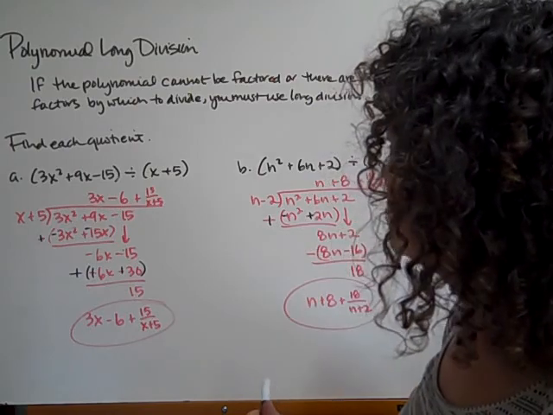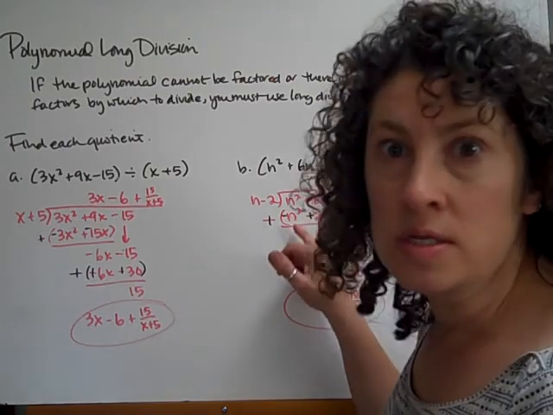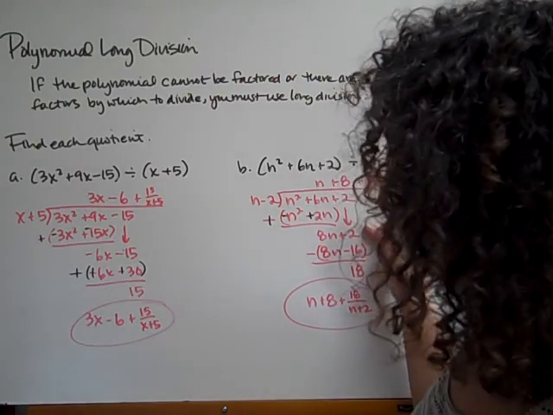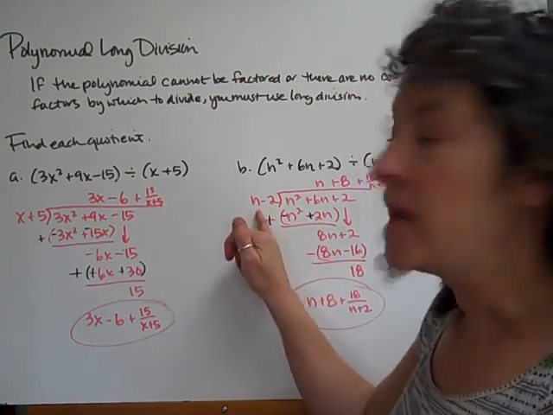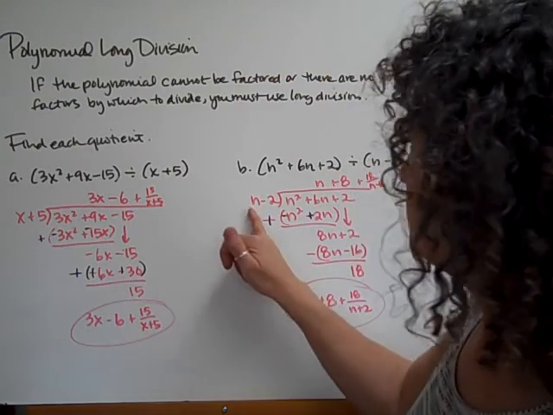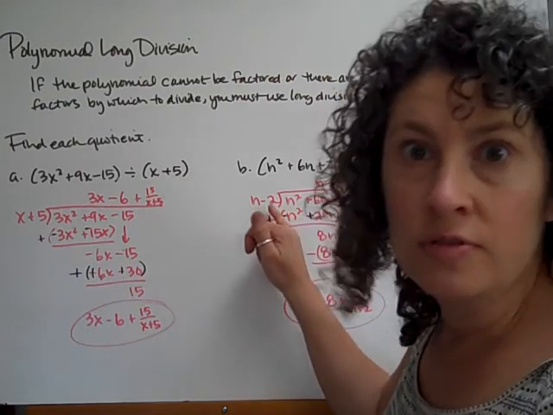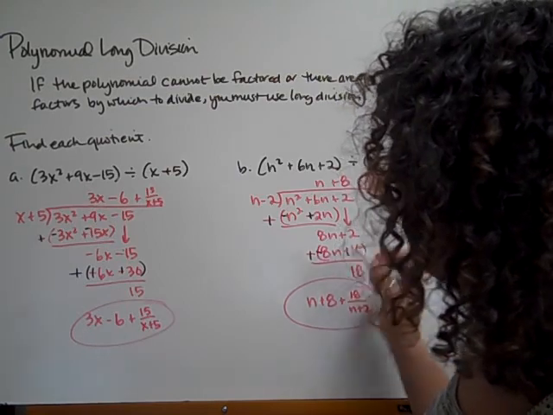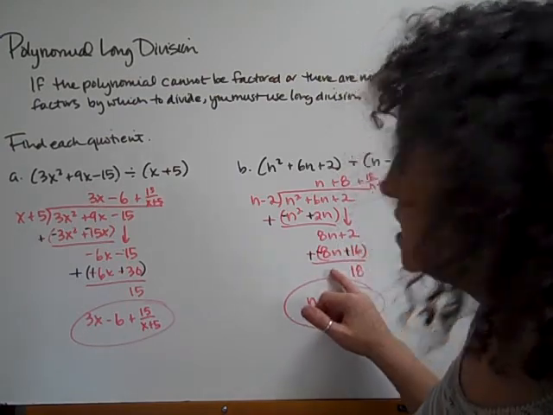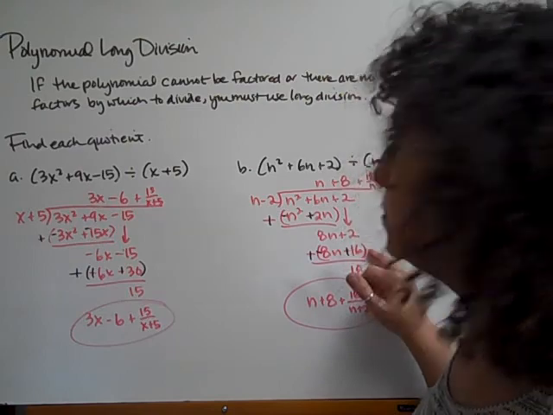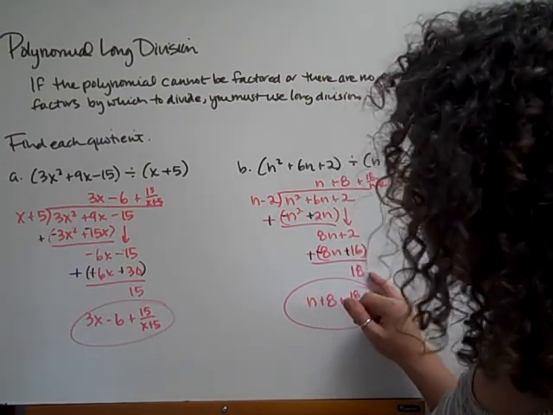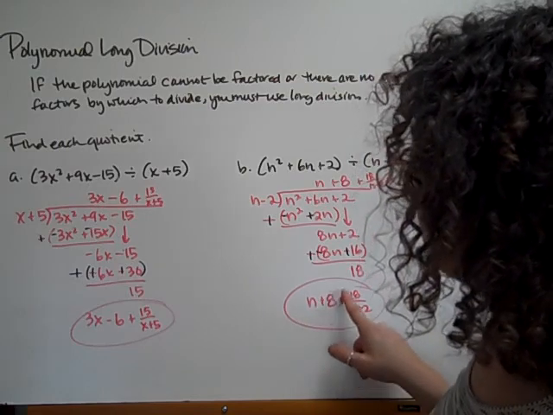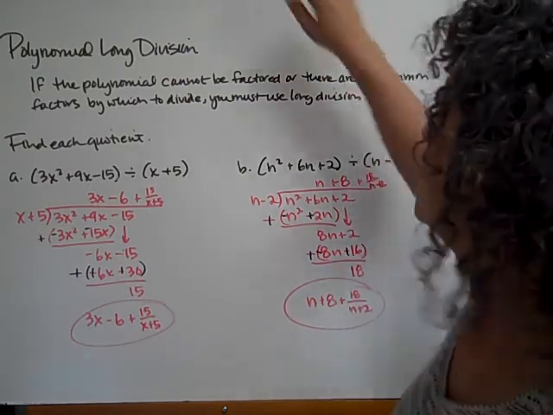There we go. So I have n squared minus n squared is 0. 6n plus 2n gives me 8n. I'm going to bring down my 2. 8n divided by n is 8, so I'm going to bring an 8 up here. 8 times n is 8n. 8 times negative 2, negative 16. I'm subtracting, so I'm going to change that to adding the opposite. I get 0, and 2 plus 16 gives me 18 as a remainder here, so I have 18 over n minus 2. So n plus 8 plus 18 over n minus 2.